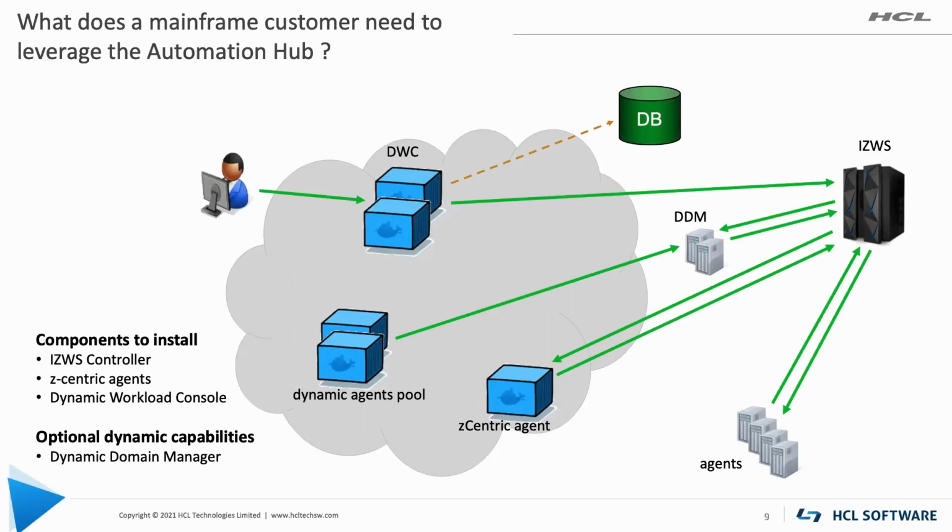And when you have a dynamic domain manager in your configuration, basically the agents communicate with the dynamic domain manager in a one-way communication. So it's easier when you have a firewall to have this kind of network configuration. Okay.